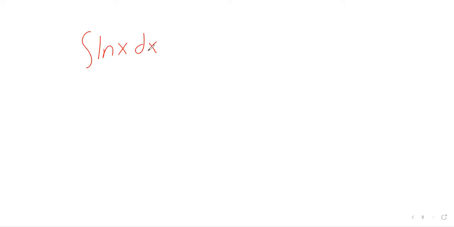Nevertheless, this integral is approached using integration by parts, and the trick, and it definitely is a trick, I think it's fair to call it that, is to think of the natural log of x as being 1 times the natural log of x. Again, a pretty goofy trick, but it's going to work out. If we think of the natural log of x as a product in this way, we will be able to find this integral.